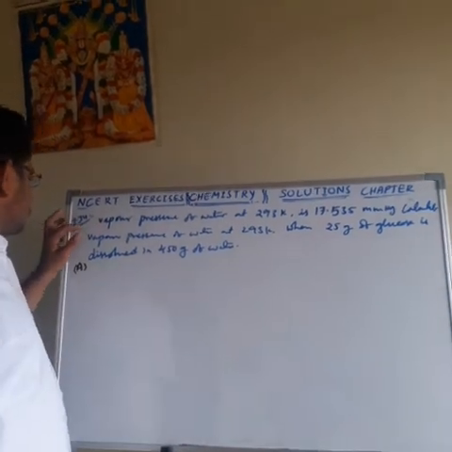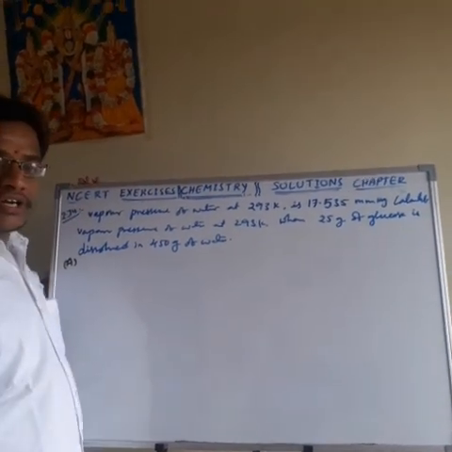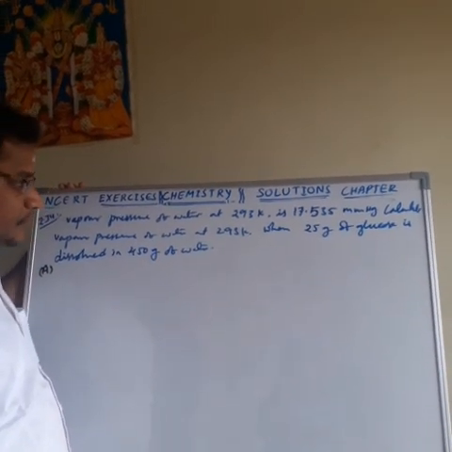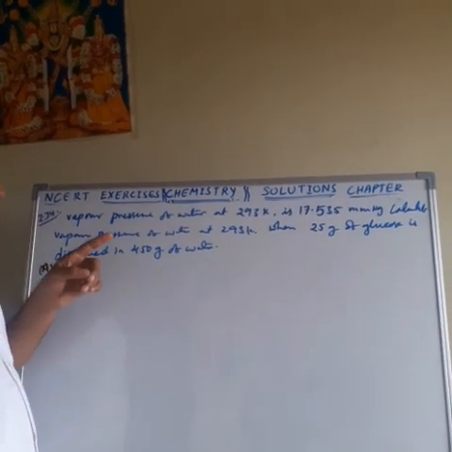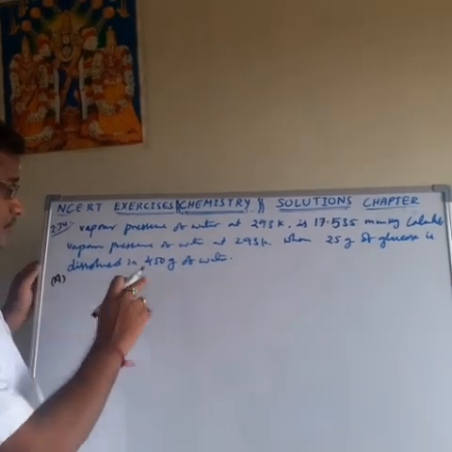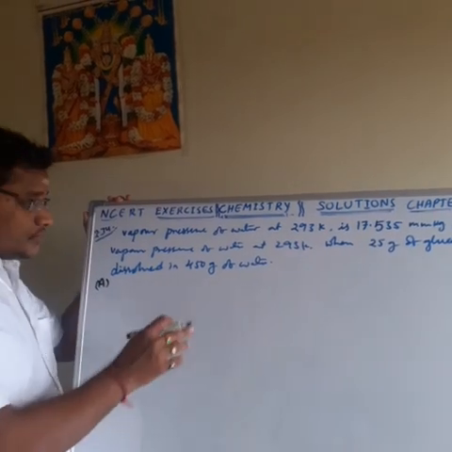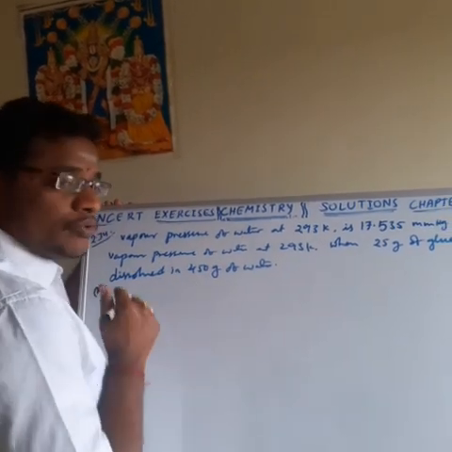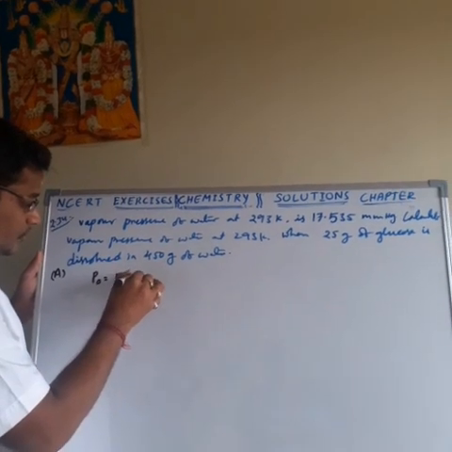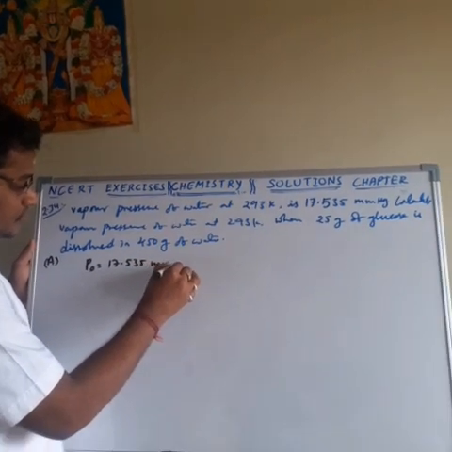Here, question number 34. The vapor pressure of water at 293 Kelvin is 17.535 mm of Hg. Calculate the vapor pressure of water at 293 Kelvin when 25 gram of glucose is dissolved in 450 gram of water. So here, what they have given is the vapor pressure of pure water, P naught, which is 17.535 mm of Hg.